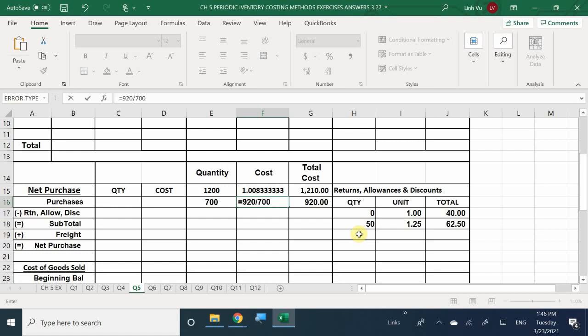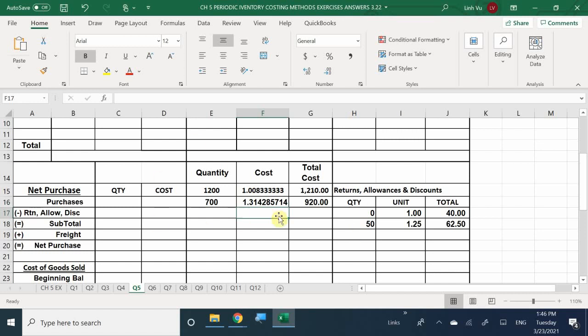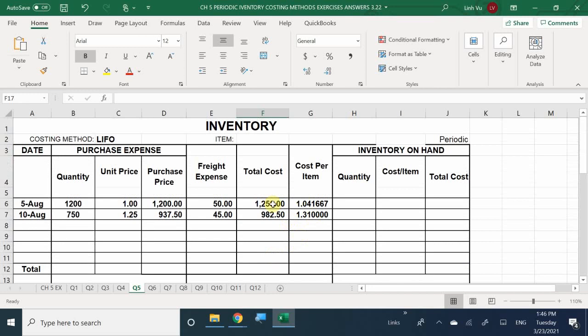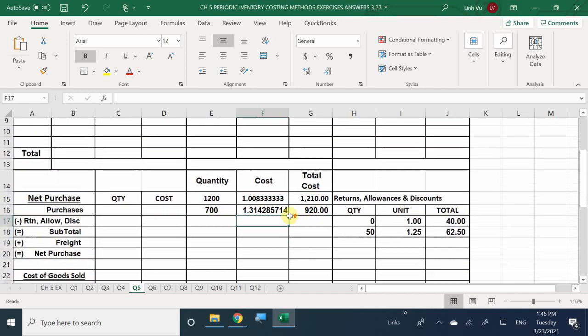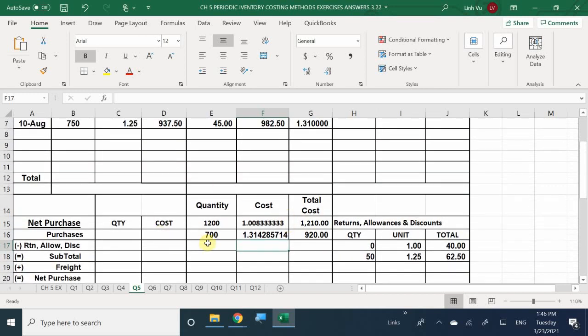920 divided by 700 gives me a cost per item of $1.31428. Okay, whereas before it was $1.31. But like I've mentioned before, it's because we have a change in quantity. We have to spread the freight across fewer units.